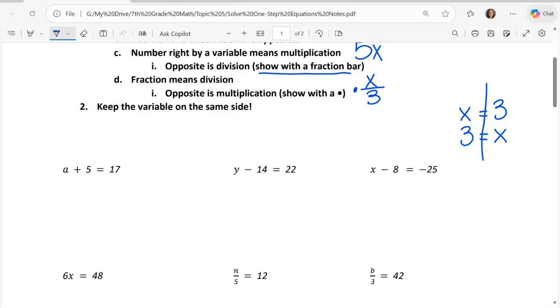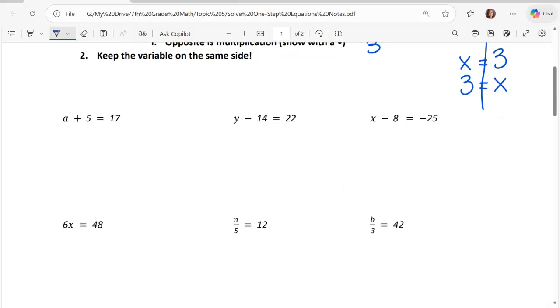So I have a plus 5 equals 17. Following our steps, I draw my line. To get a by itself, I need to get rid of a plus 5. The opposite of adding 5 is subtracting 5. So I subtract 5 from both sides. 5 minus 5 is 0. Those cancel out, so just cross them out. We're going to leave a on this left side equals, and then 17 minus 5 is 12. So my answer is 12.